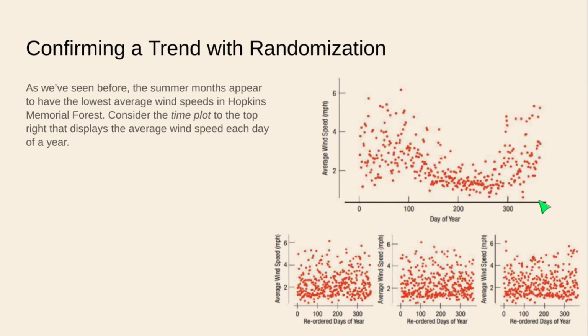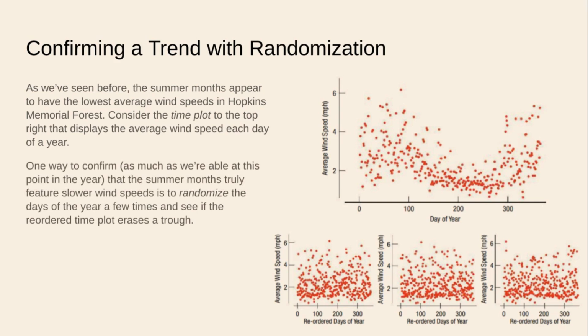Okay, so the big question is, how can we tell that this is not just a fluke? How can we tell that there is actually a trend? So one way to confirm, as much as we're able at this point in the year, that the summer months truly do feature slower wind speeds, and this is not just a fluke. This is not just something that if we were to do the same procedure the next year, find the average wind speed of each day, that the summer would be not unnaturally slow in its wind speeds.